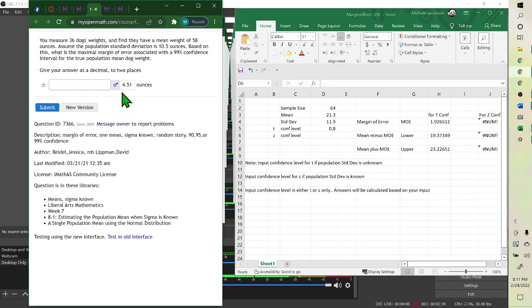The next one says, well, let me delete these again. You measure 36 dog weights, so sample size is 36, and find the mean is 58, so type in the 58. Assume a population standard deviation of 10.5 and a confidence interval of 0.99.